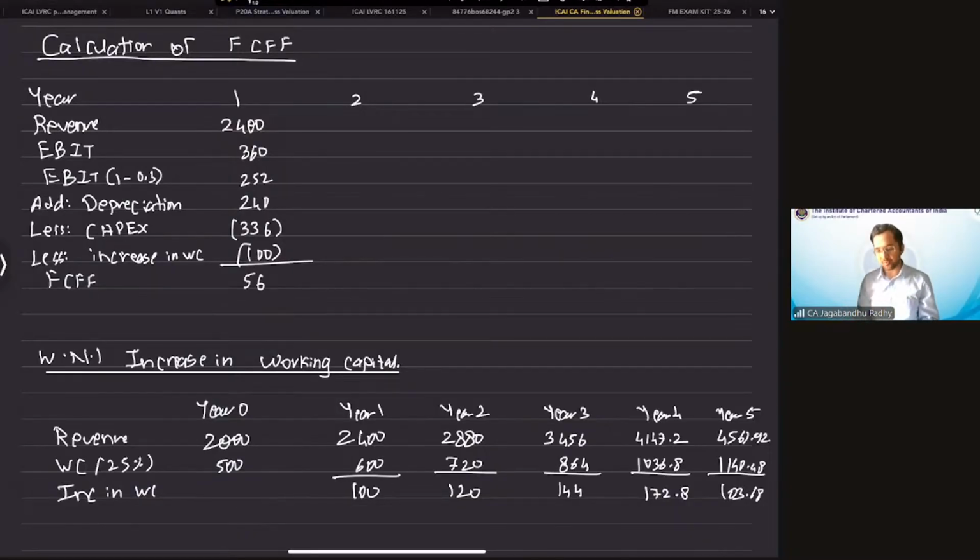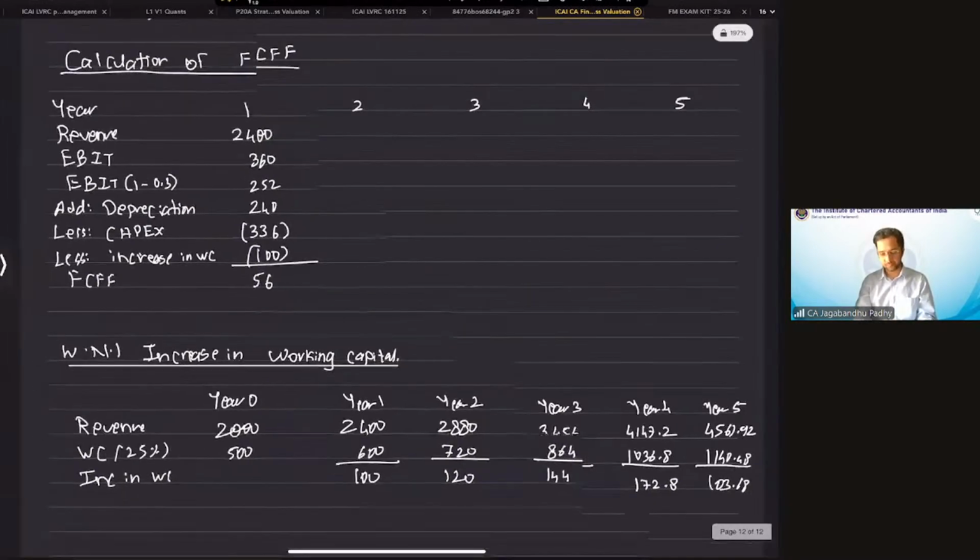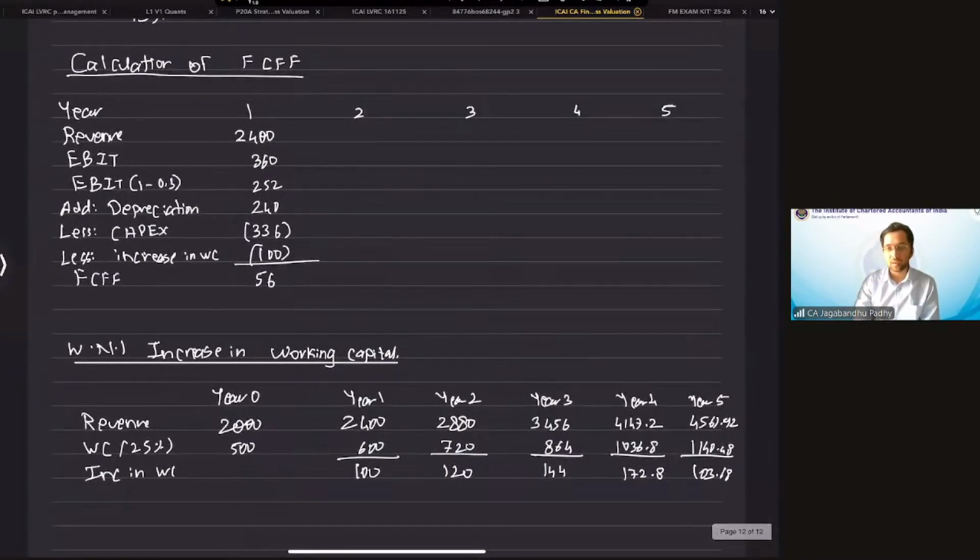In the same way, can you compute the FCFF for the remaining 4 years, guys? Go ahead and get the FCFF for the remaining 4 years.